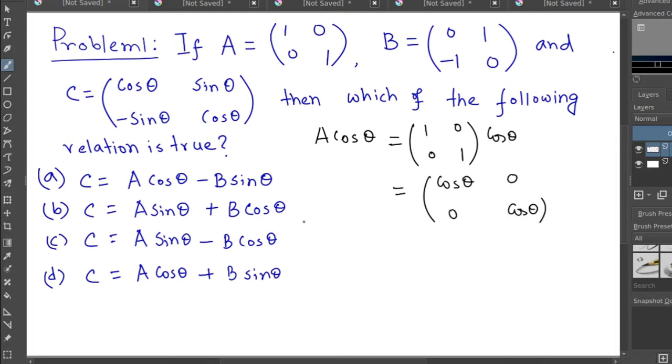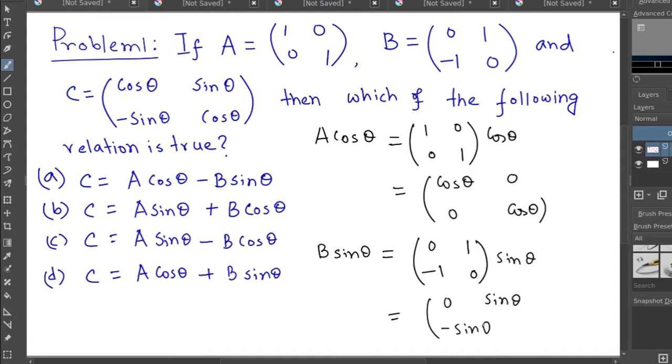At the same time, if we calculate B sin theta, it would be 0 1 minus 1 0 into sin theta. Again it would be 0 sin theta minus sin theta 0.